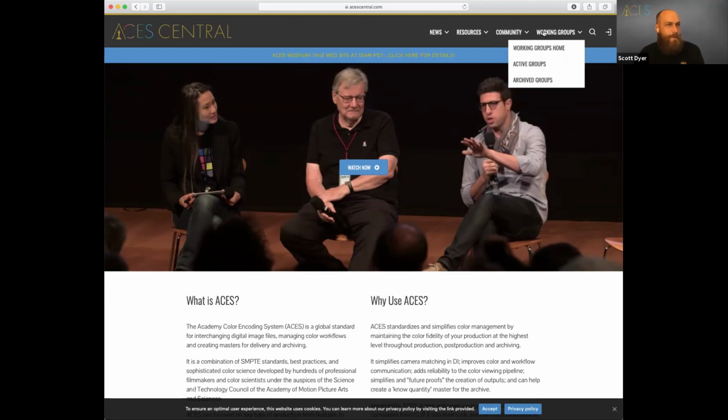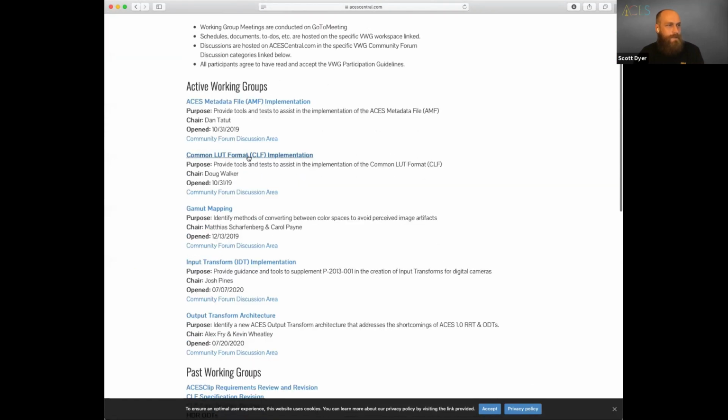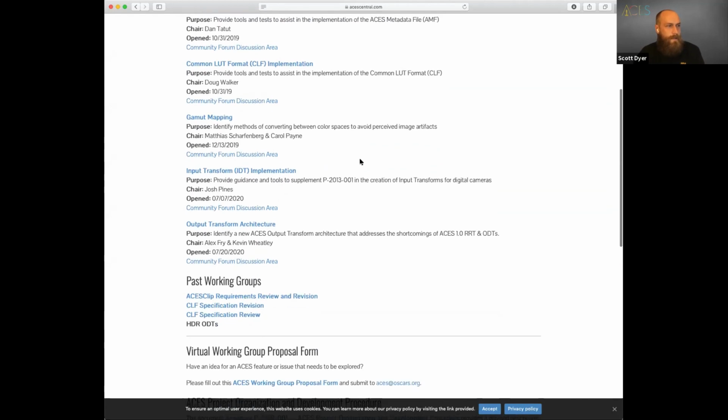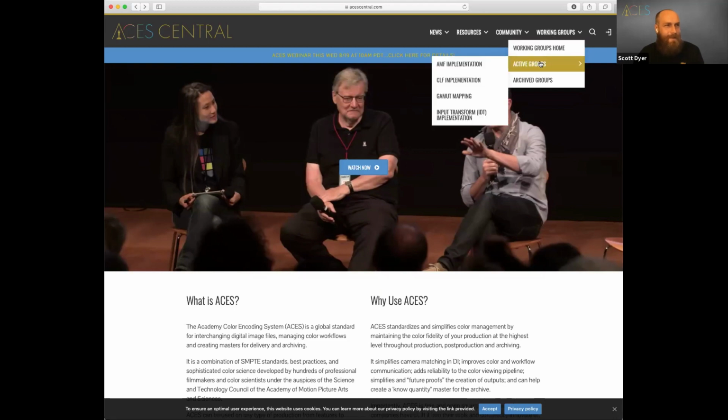If you go up to the top of the menu bar, there's a thing that says working groups. And if you go there, there's a working groups homepage, and that way it gives you an overview of all the active working groups and has links directly to each one of their homepages. It tells you who's chairing it, when it was started, and its purpose, basically its logline equivalent. You can also go directly to them on the menu by going to the active groups. And if you want to go to, say, the gamut mapping group, you can click on that.